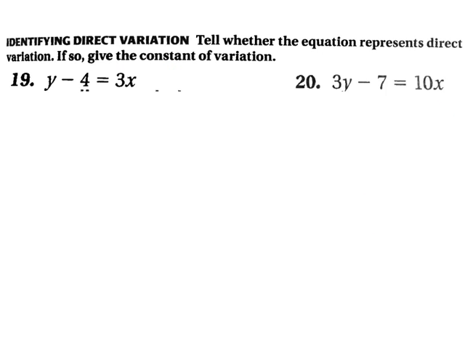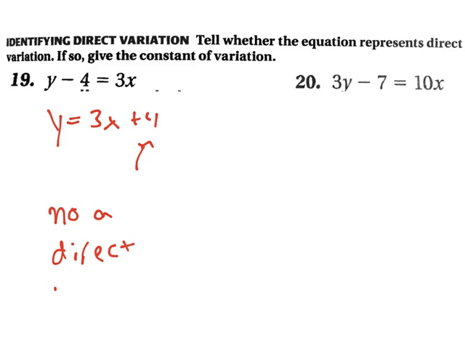All right, it says tell whether the equation represents direct variation. If so, give the constant of the variation. A direct variation does not have a y-intercept. So we solve this, and if it has a y-intercept, it is not a direct variation. So if I solve this one for y, I'd get y equals 3x plus 4. Has a y-intercept, therefore not a direct variation.